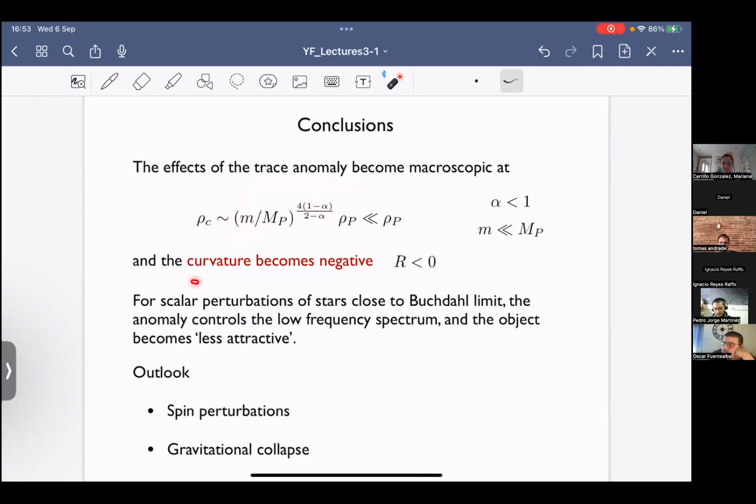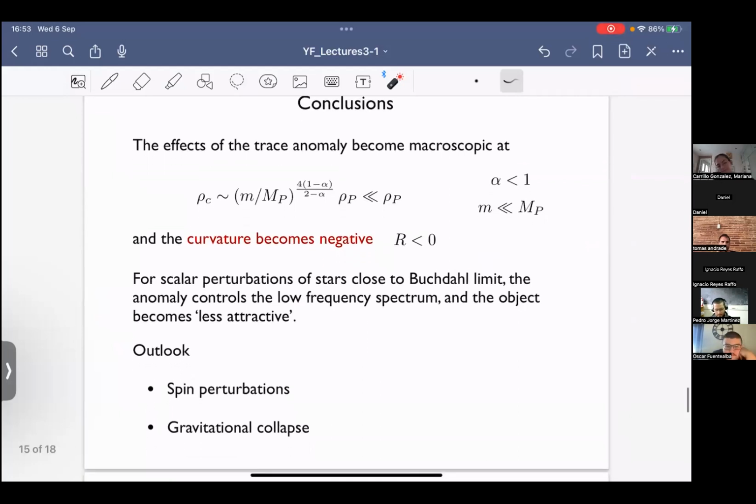What happens is that the curvature scalar simply becomes negative, and there's almost no room to vary or change anything in this calculation. We saw for the case of scalar perturbations of stars close to the Buchdahl limit, this anomaly controls the low frequency spectrum of the waves, such that it pushes the potential upwards. So somehow the object is becoming less attractive.